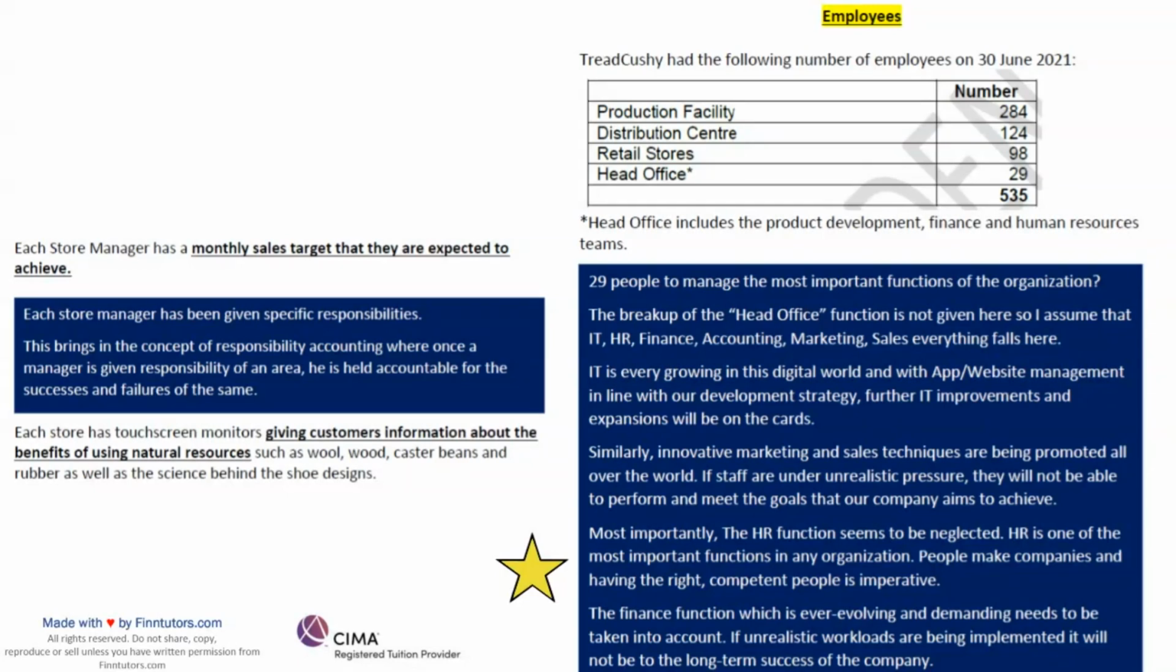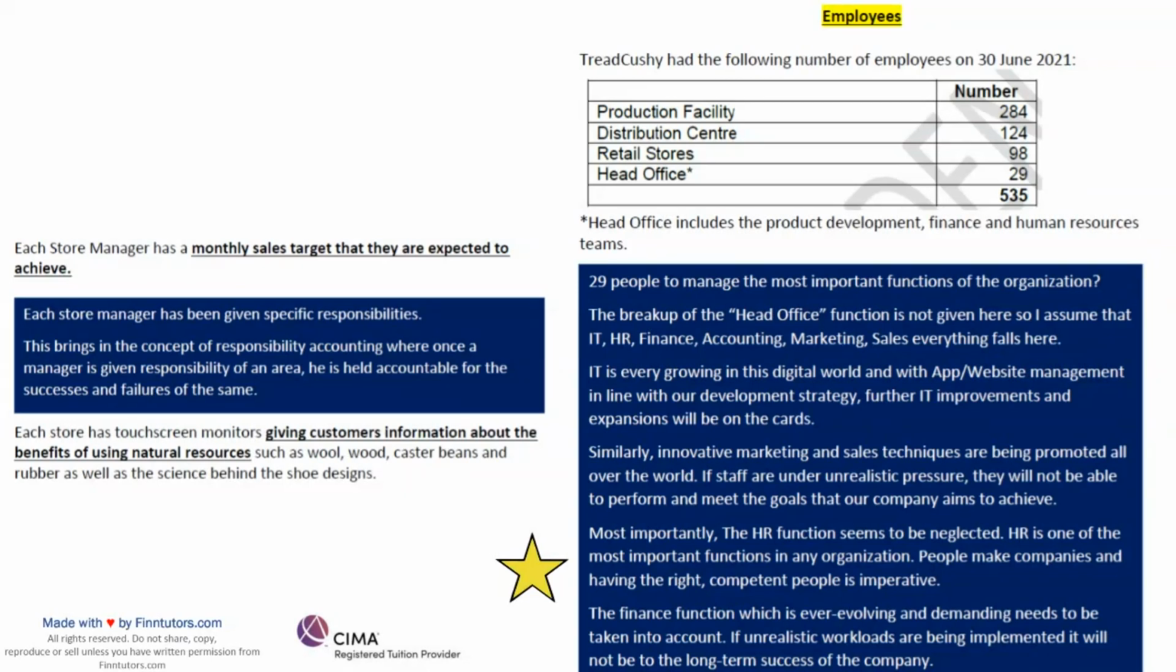So IT is ever growing in this digital world. And for our business, we have app management, website management. We may need further investments or further recruitments in this area to support our expansion. Similarly, innovative marketing and sales techniques are being promoted all over the world. If our staff are under unrealistic pressure and they're not able to perform their duties, the company will lose.